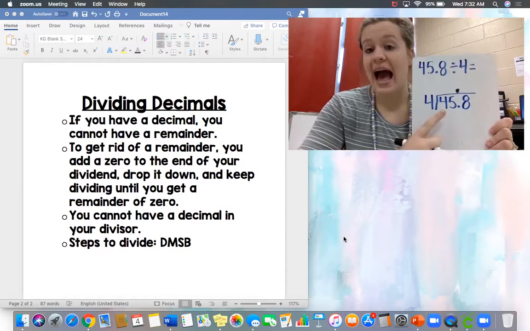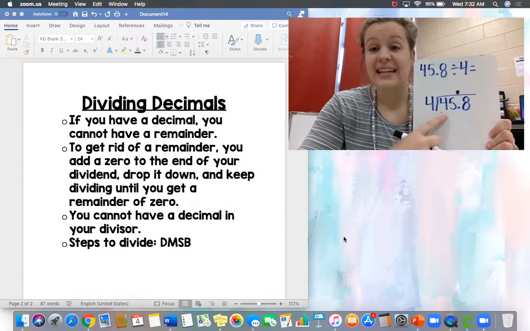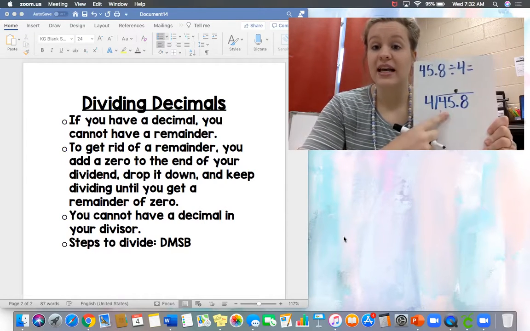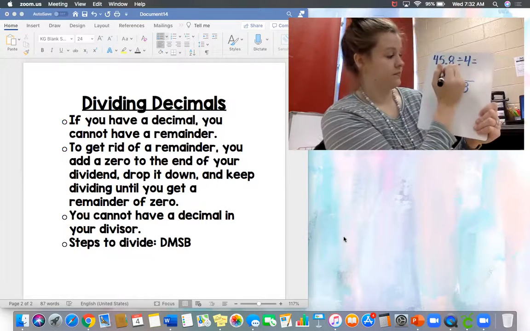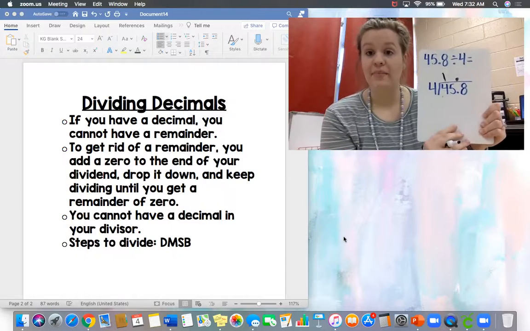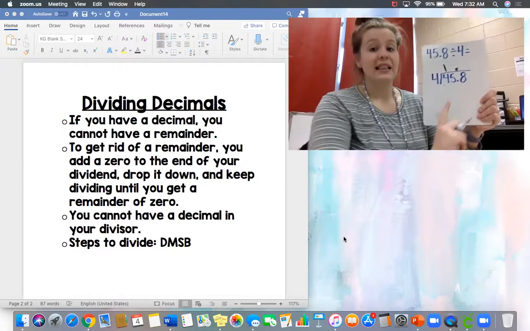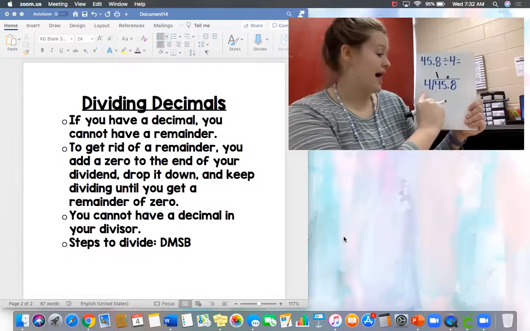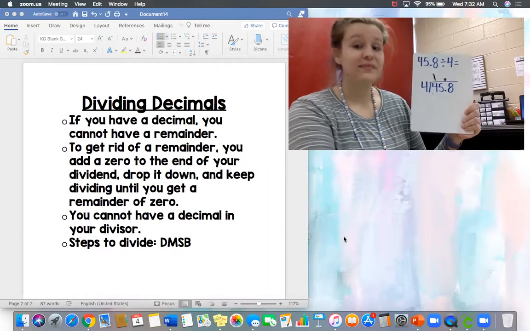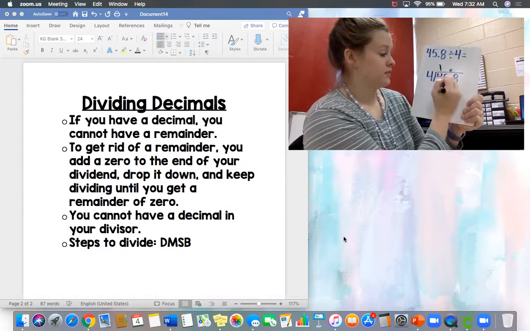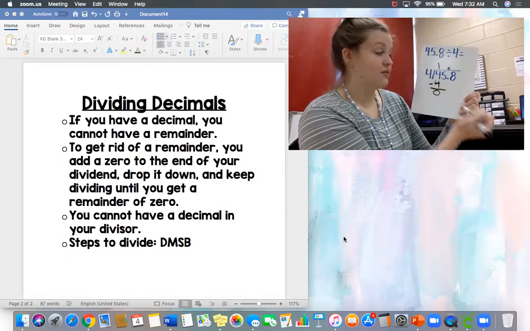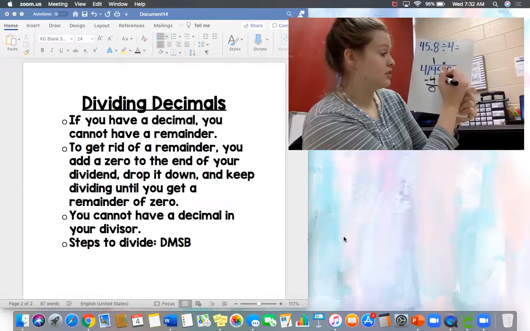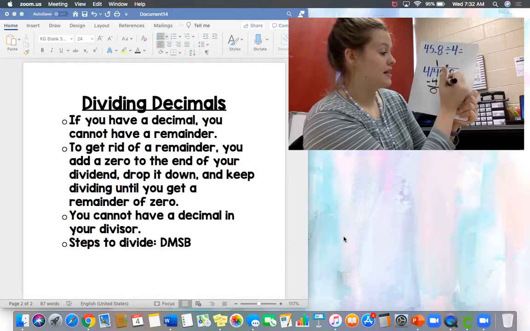Now, we say I have 4, and I need to know how many times 4 can go into 4, or what is 4 divided by 4? 1. If I have 4, I can make one group of 4, right? That was our divide step. Now we multiply. 4 times 1 is 4. So we subtract. 4 minus 4 is 0. Now we're on that B, which is bring it down. So we bring down that 5.